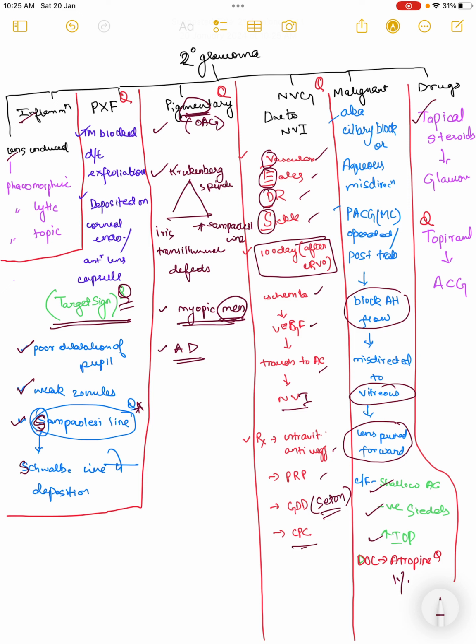Point to be noted, topical steroids lead to glaucoma, systemic steroids lead to posterior subcapsular cataract. A very important question, a drug causing angle closure glaucoma, anti-epileptic drug, topiramate.